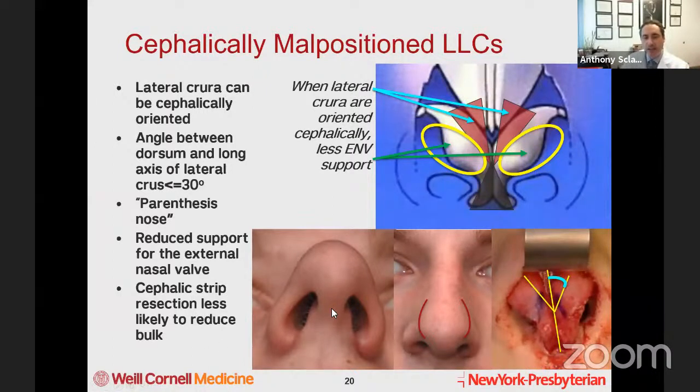Phenotypically, what you see is this kind of a nose, bulbous from below, but he also has the so-called parenthesis nose, where the bulbousness just kind of continues all the way up or halfway up the side of the nose. It's not just, wow, he's got this really rounded tip down here. It continues all the way up. And intraoperatively, what you can see is here's a long axis of his nose, and here are these cephalically oriented lateral crura. And so this angle is, like, 25 degrees.